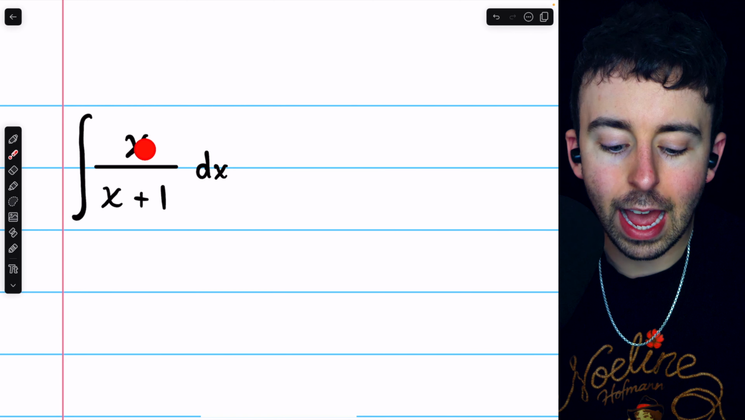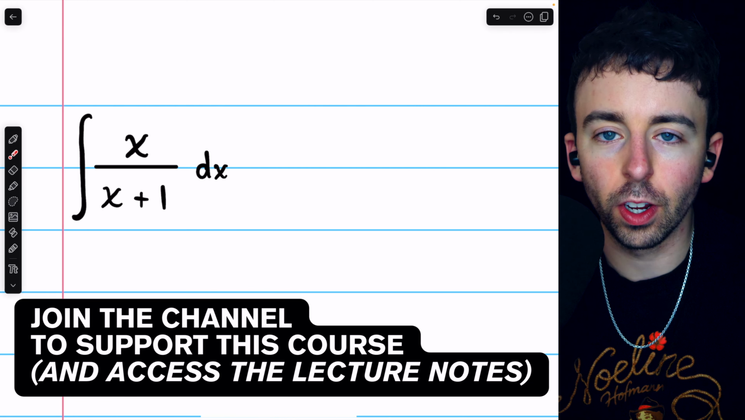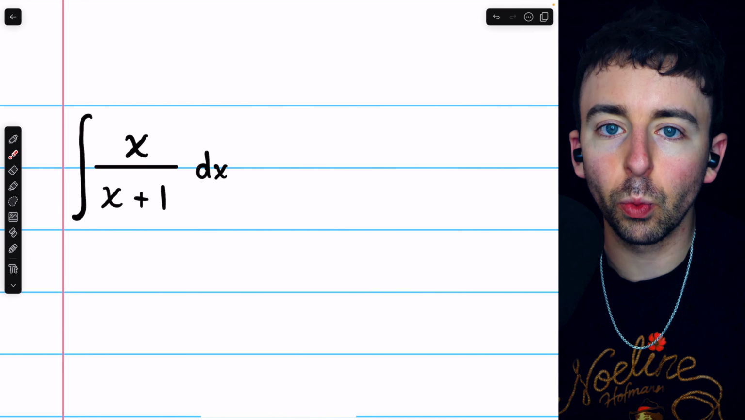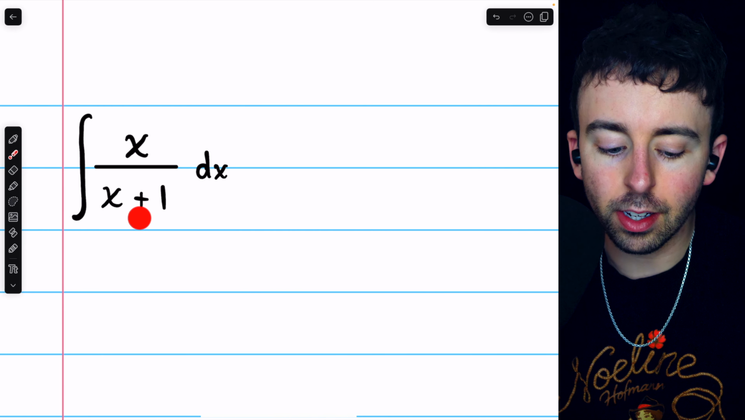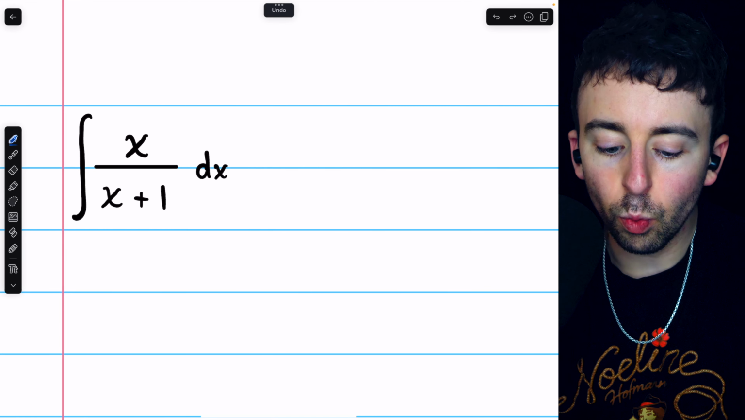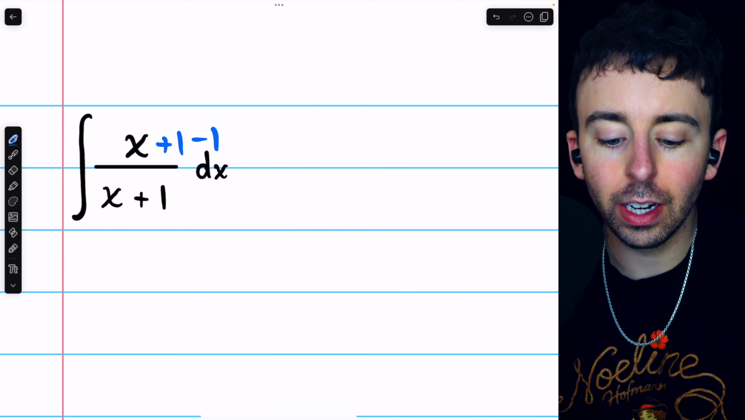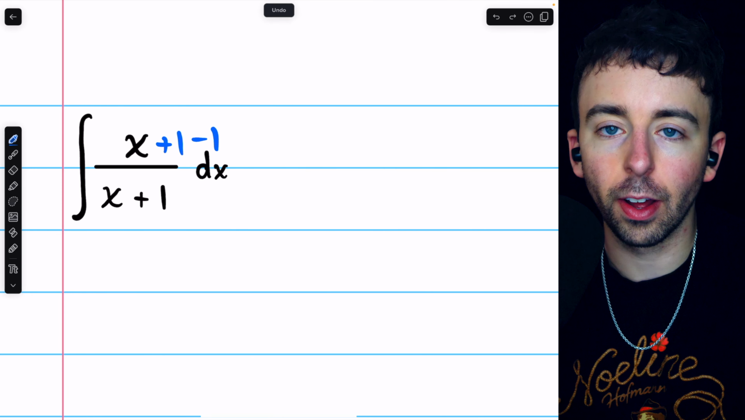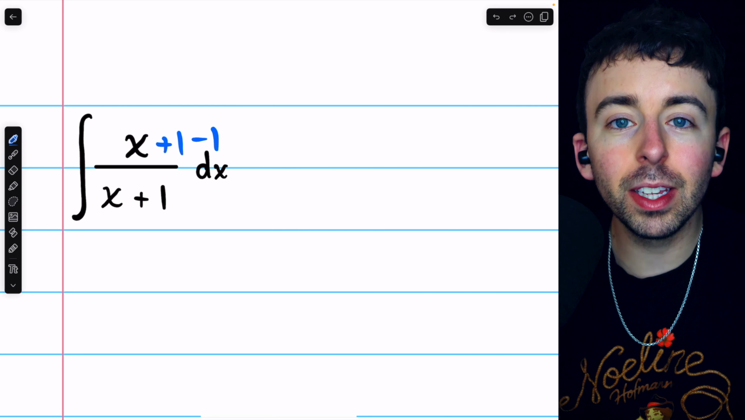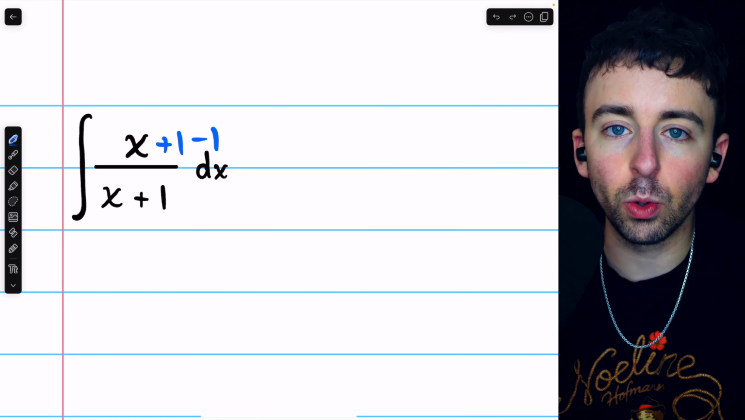We can integrate x divided by x plus 1 using u-substitution, but there is a more clever way. Since the numerator and denominator only differ by a constant, that 1, we could add 1 and subtract 1 in the numerator so that we haven't actually changed it at all, we've just added 0, but it's going to allow us to rewrite the integral in a way that's easy to evaluate.